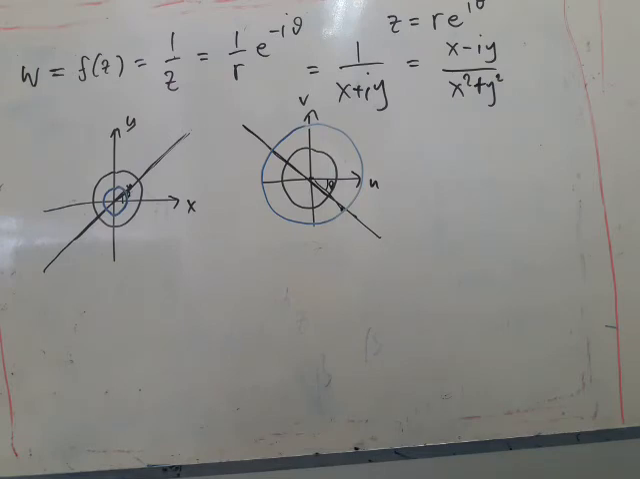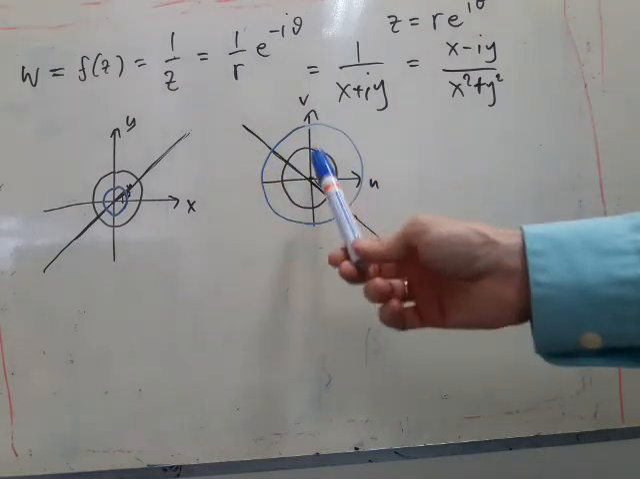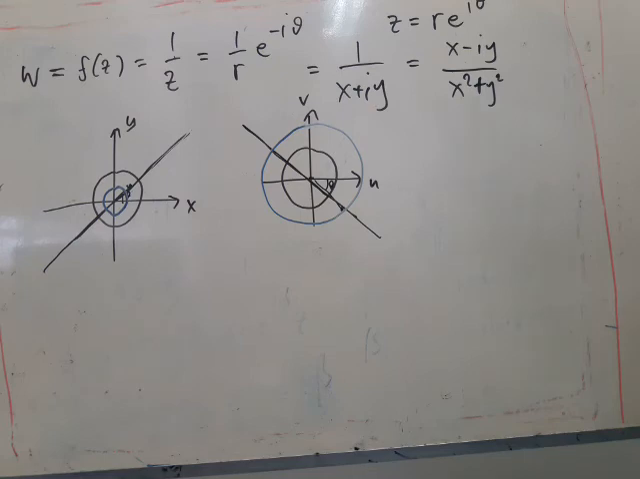The more interesting thing is what happens to circles which don't pass through the origin. So it turns out they get mapped to straight lines which don't pass through the origin, and vice versa. So straight lines which don't pass through the origin will get mapped to circles which don't have the origin as the centre, I should say. Sorry, I said that wrong. A circle which does pass through the origin will get mapped to a straight line not passing through the origin, and vice versa.